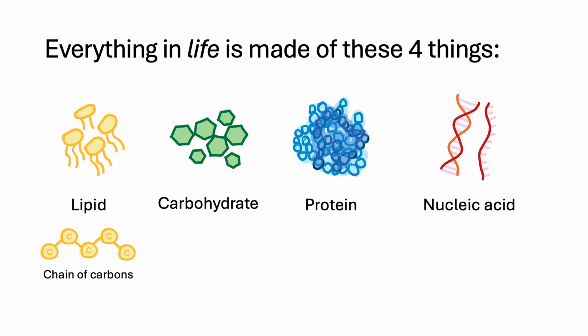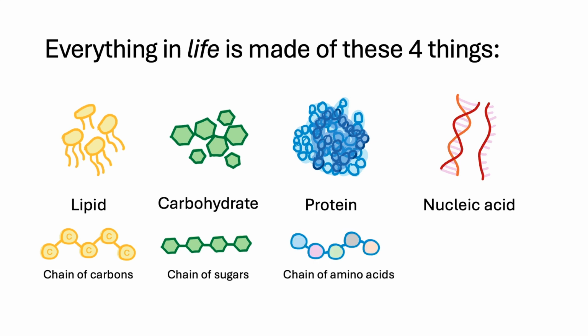Lipids, or fats, are essentially chains of carbons. So you can see here carbon atom, carbon atom, carbon atom, carbon atom. You chain a bunch together and you get a fatty acid, which is the basic building block of a lipid. Carbohydrates are a chain of sugars. So for example, glucose. And this is a chain of sugar, sugar, sugar, sugar. And sugar itself is made of carbon. That's right, we are carbon-based life forms.